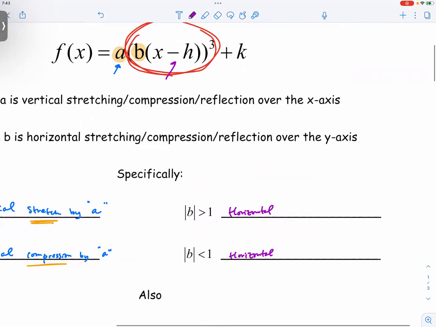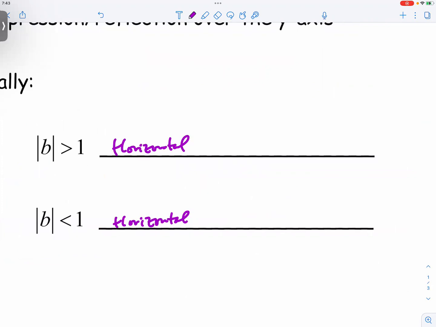And what about the B? Well, if B is bigger than 1, then we say it is a horizontal compression or shrink. Horizontal compression by, if you remember, it's always a reciprocal, 1/B. And if it's less than 1, then it is a horizontal stretch by also 1/B.